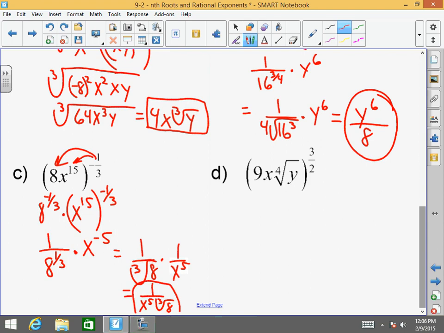Okay? And we're going to see later how to do something called rationalize that. You're not really supposed to have radicals in the denominator, but we're going to walk before we run.